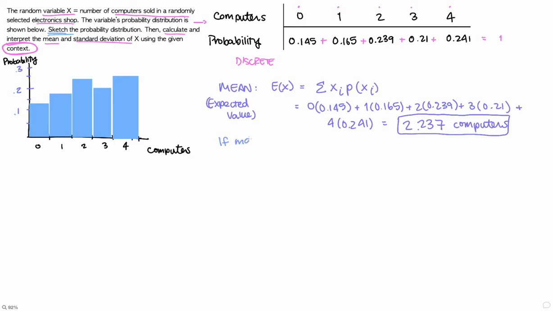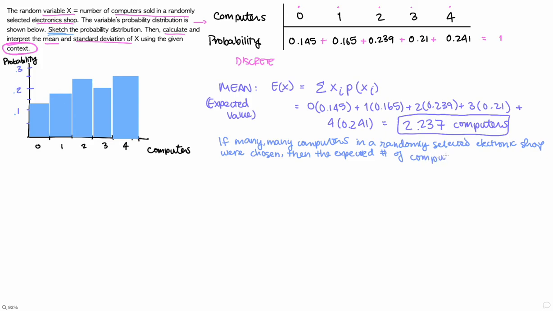So we can say if many computers in a randomly selected, and this is an electronics shop, were selected, or we can say were chosen if we don't want to repeat selected, then the expected value, expected number of computers would be on average, right, this is an average estimate, would be on average about 2.237 computers.